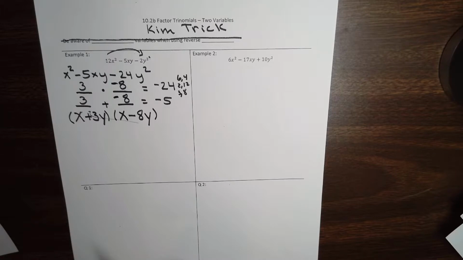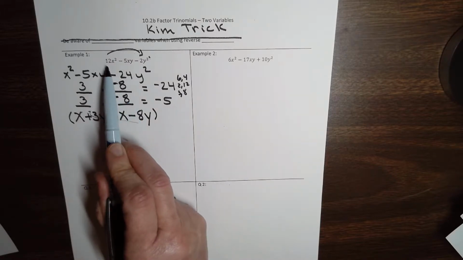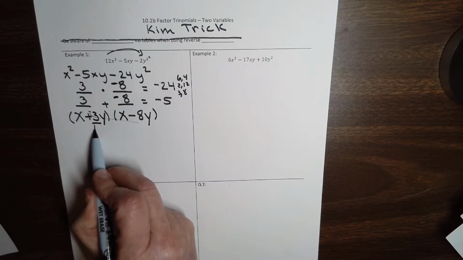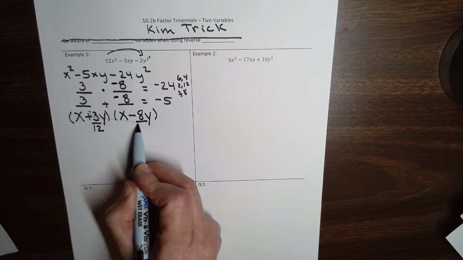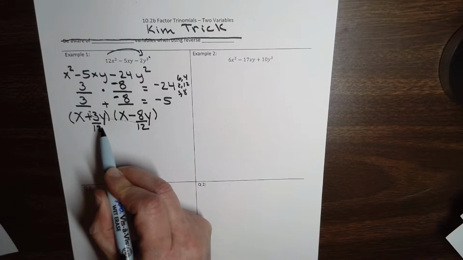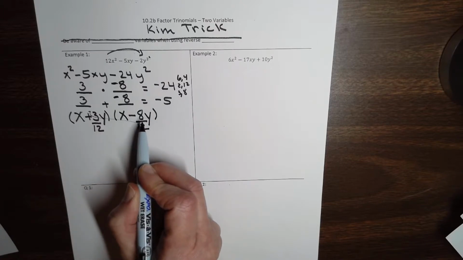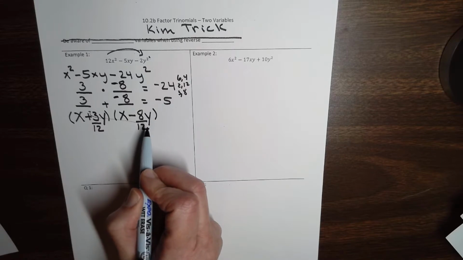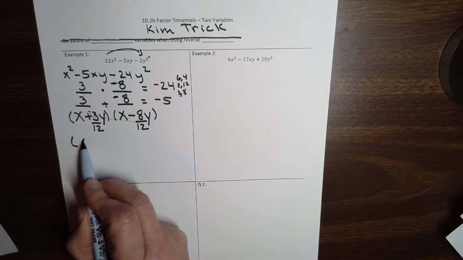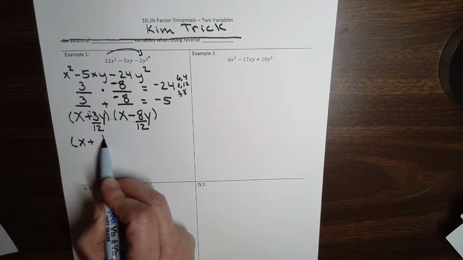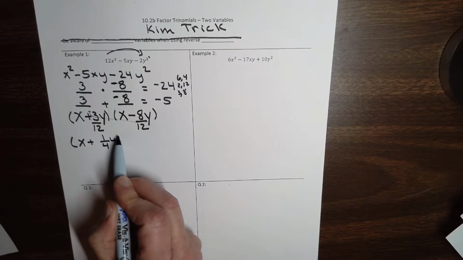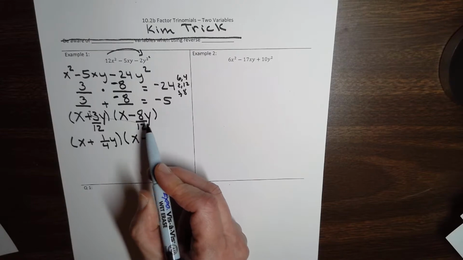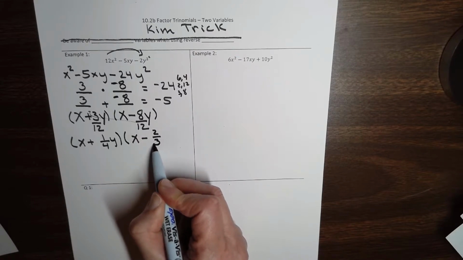Our next step in the Kim trick is, whatever your original leading coefficient was, you bring that back and divide it by each one of the numbers you found for your combination. Then you want to reduce these fractions if possible. In this case, this would be x plus 1/4 y, which reduces to 1/4. And then the 8/12 reduces to 2/3.